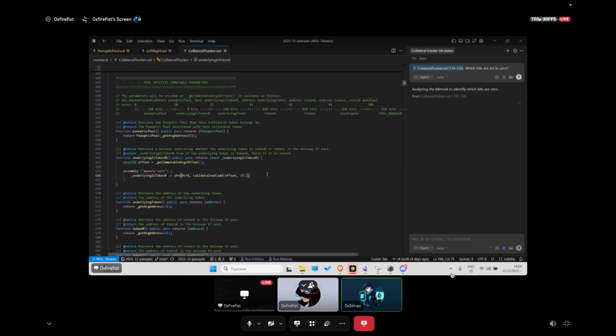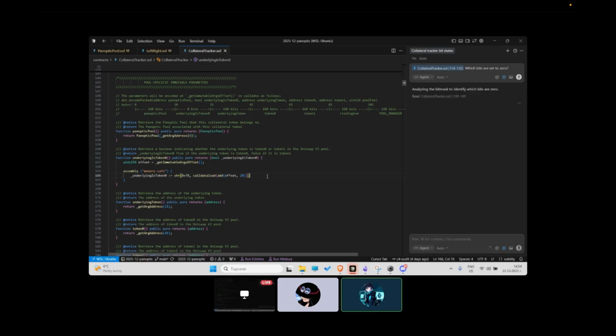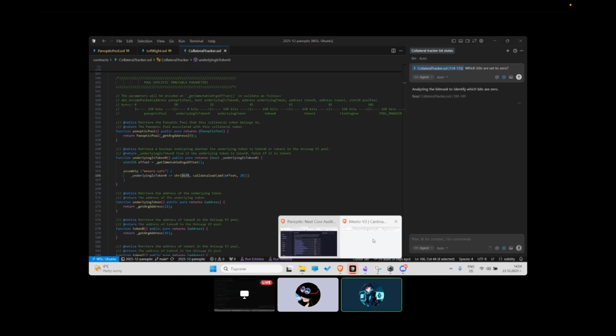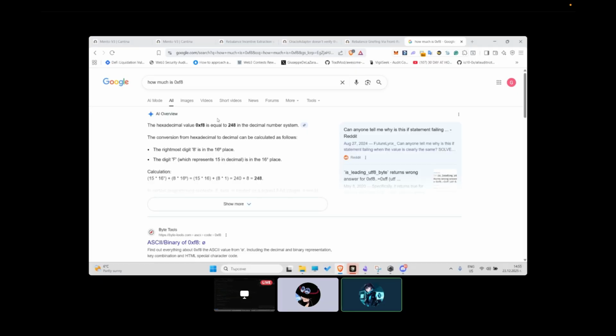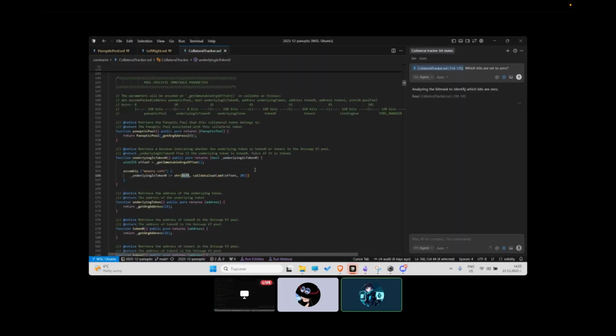Can you open the browser and just ask how much is 0xf8? I think the browser can tell you, it's faster than this LLM, which is taking a lot of time. Just write 0xf8 to decimal. Okay, yeah, 248. So they shift right this number of bits because they just want the upper byte.